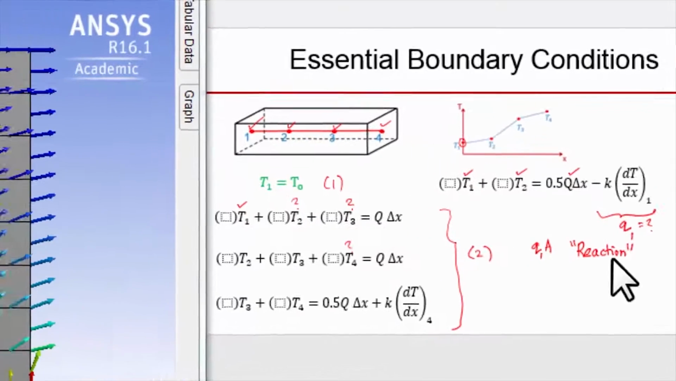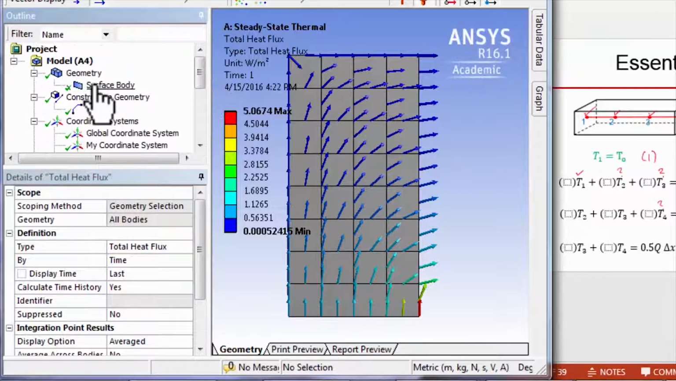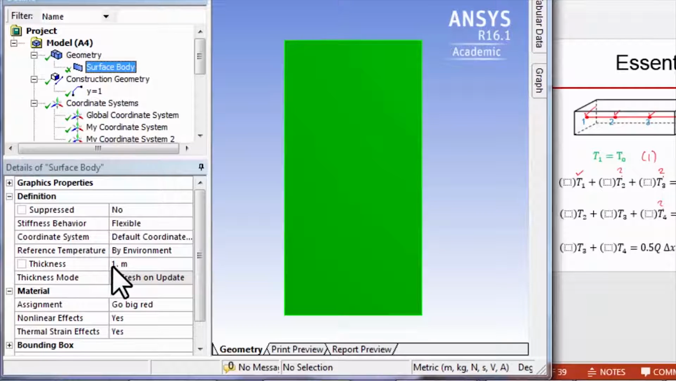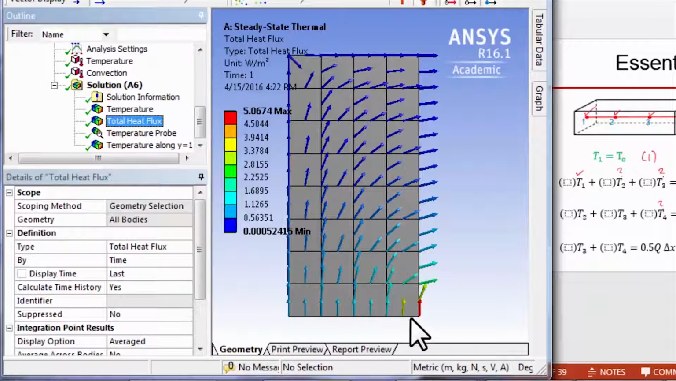We'll calculate the reactions. And here, the reaction will involve an area. So for that, you need not only this length here, but you also need the dimension perpendicular to the screen, and that's given by the thickness. So if I go to surface body, the thickness is 1 by default, so you can think of whatever reaction you'll get along here as the heat flow through that boundary per unit thickness.